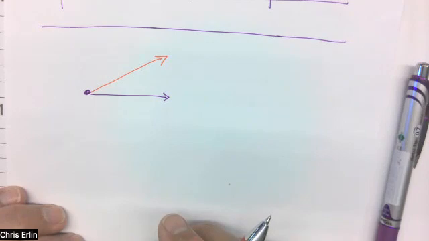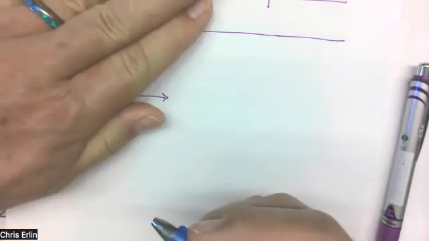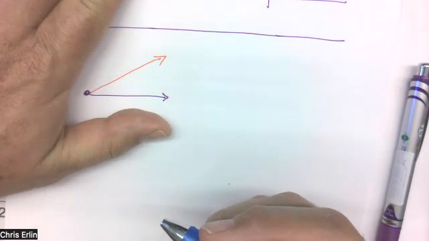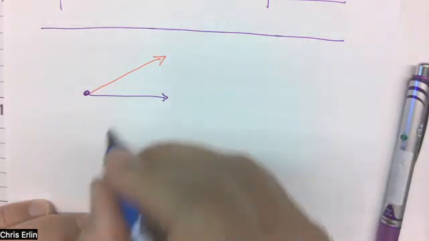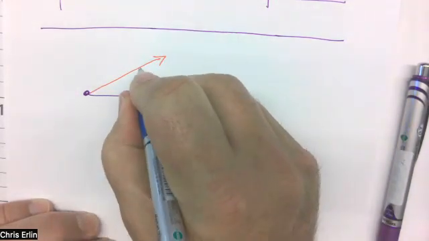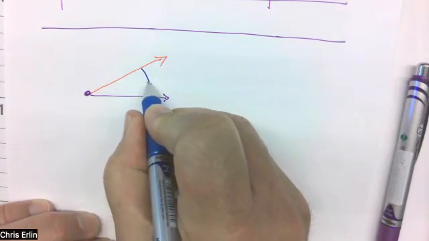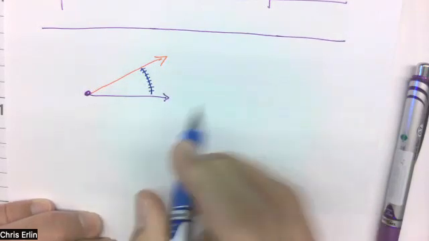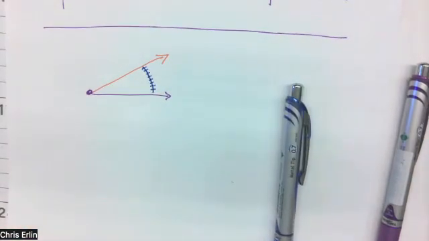What does it mean to measure an angle? Well, it's how open the mouth is, right? Like an alligator's mouth. So what we're going to be doing is using a tool called a protractor to measure exactly how many degrees the mouth is open.